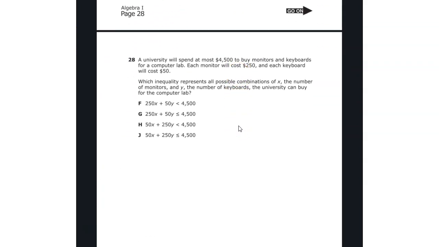A university will spend at most 4,500. So at most means less than or equal to. So anything with just less than, let's get rid of that. To buy monitors and keyboards for a computer lab, each monitor will cost 250 and each keyboard will cost 50. Which inequality represents all possible combinations of x, the number of monitors, so that's 250x, and y, the number of keyboards, 50y, should be less than or equal to 4,500.